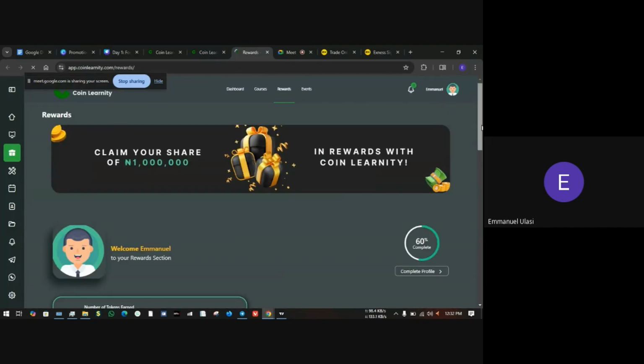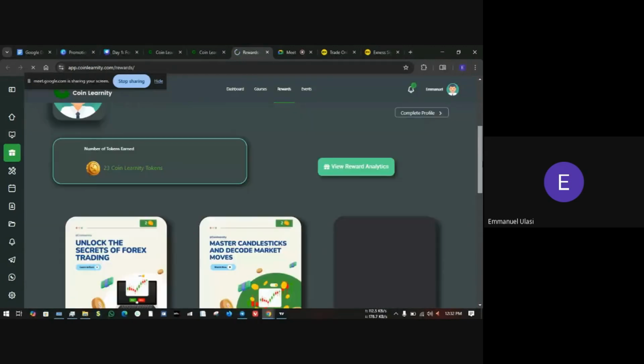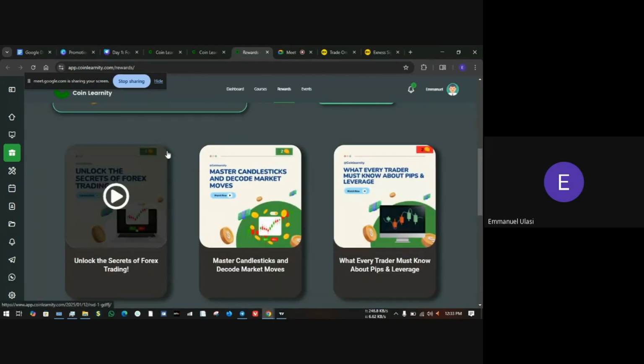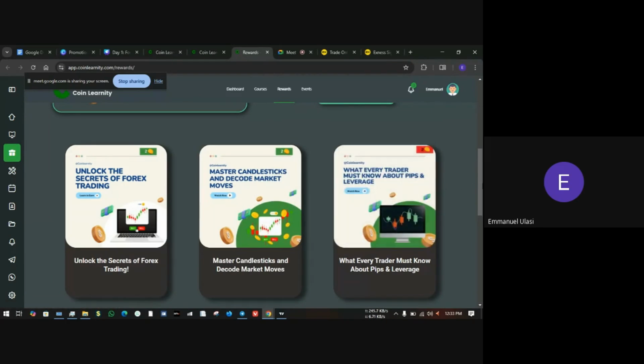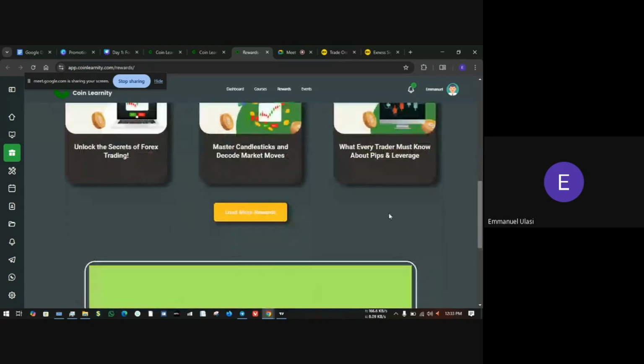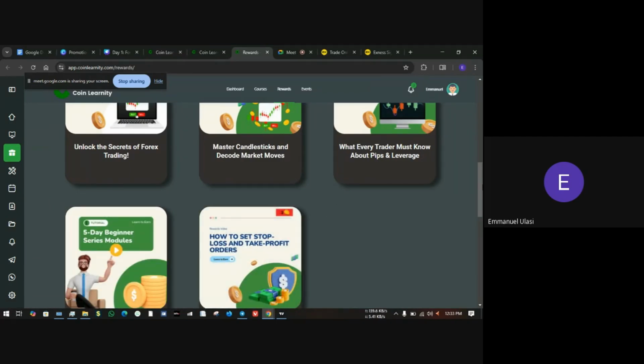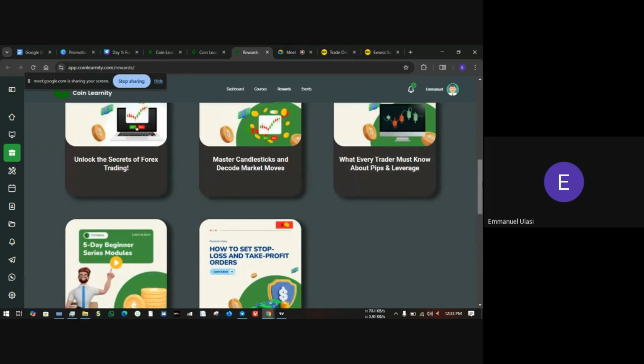In this reward section, you're going to find videos here. As you can see, I've earned 23 tokens so far. When you earn these tokens, in return they will earn you badges. The more videos you watch, the more tokens you earn. When you accumulate many of these tokens, you are going to be awarded a badge. Depending on the badge you have, you will be entitled to different prizes like cash prizes, consultation with a mentor, discounts on the courses, and so on and so forth.